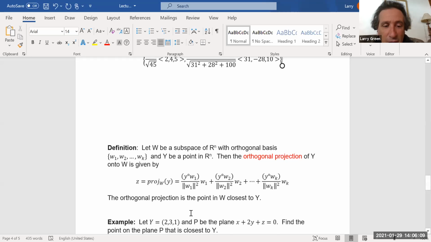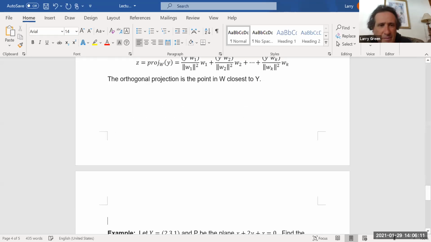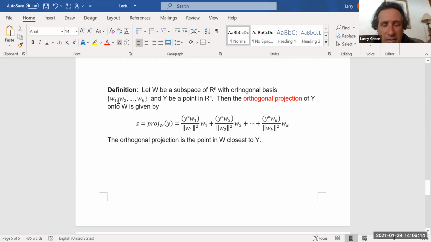Okay, if there's no questions, now let's talk about orthogonal projections. So here's a big definition. Let W be a subspace of Rn. So it might be a plane in R3, for example, that goes through the origin. And let's suppose we have an orthogonal basis, W1 through WK. And let's suppose Y is a point in Rn that is not necessarily, and not usually, in W at all. So we might have a plane in R3 and then a point off that plane.